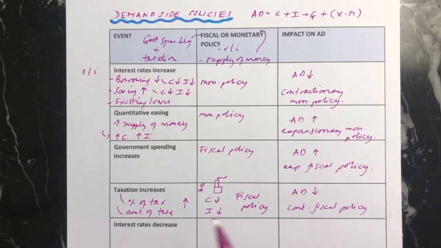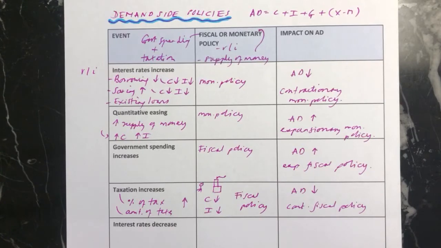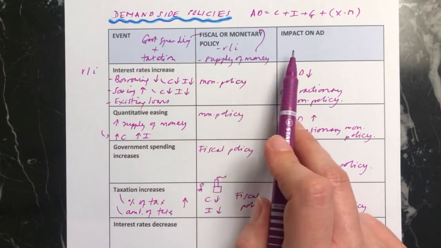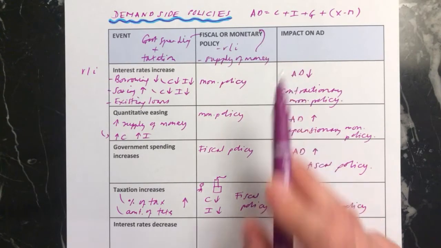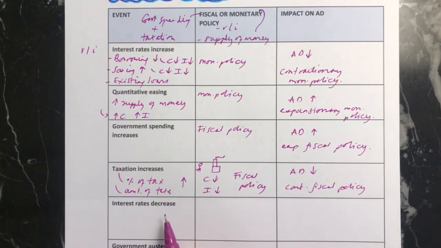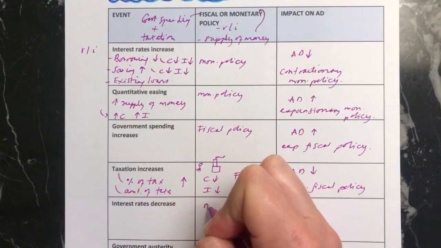In this video, I'm going to finish off looking at different demand-side policies being put in place, deciding whether they are fiscal policy or monetary policy, and what they're going to do to aggregate demand. So there are two more here. Interest rates decrease. So interest rates changing is to do with monetary policy.